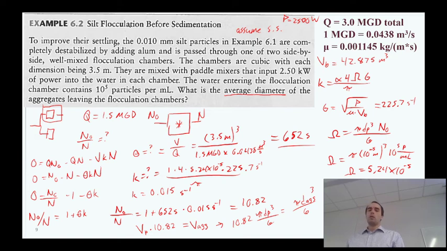At the end of the day, we can make a relationship where we cancel the 6s, multiply both sides by 6, divide both sides by pi, and we're left with 10.82 times the diameter of the initial particle cubed is equal to the diameter of the aggregate cubed. And then from there, the diameter of the aggregate is, I think it was 0.022 millimeters as the final answer.